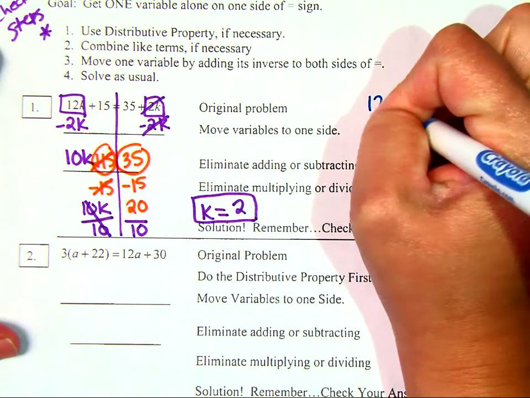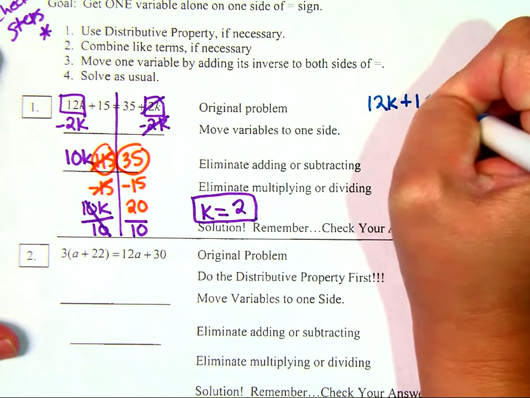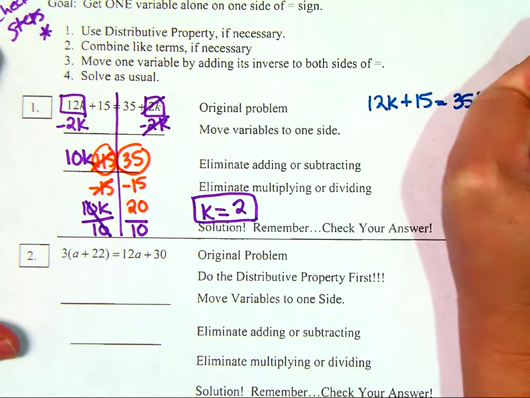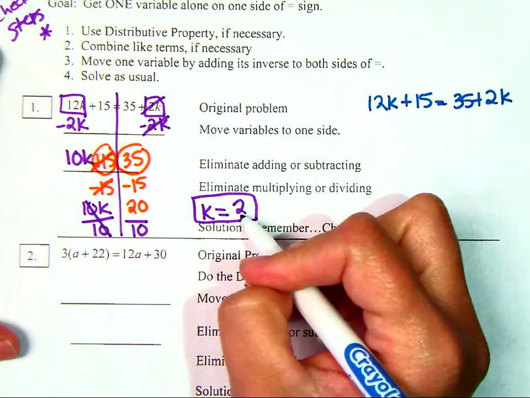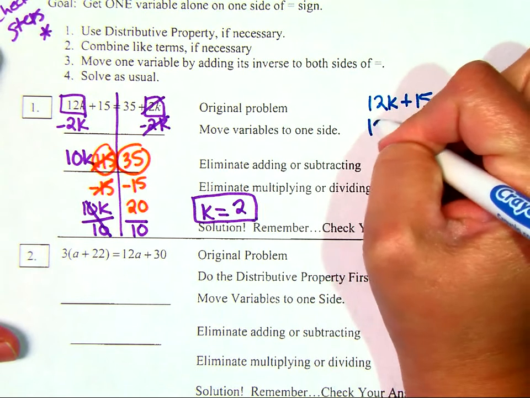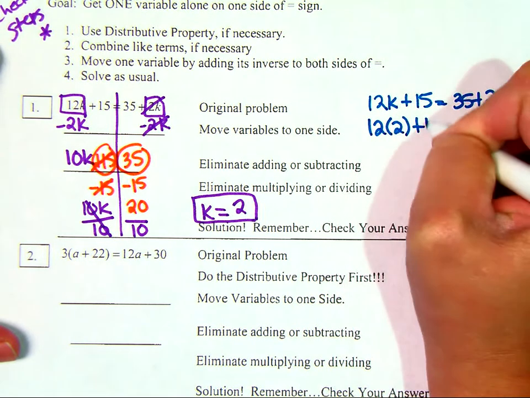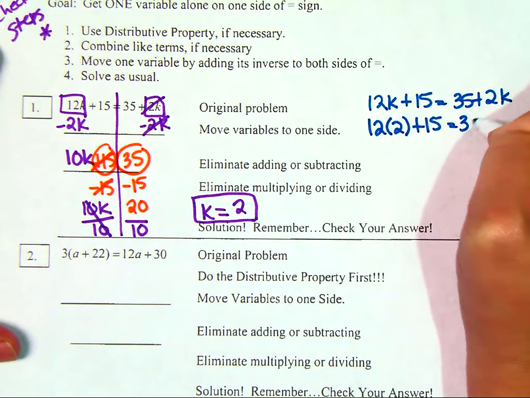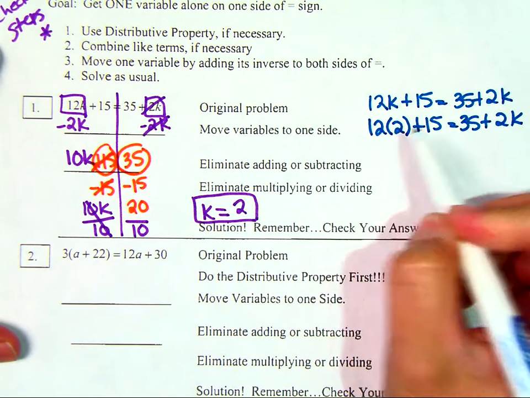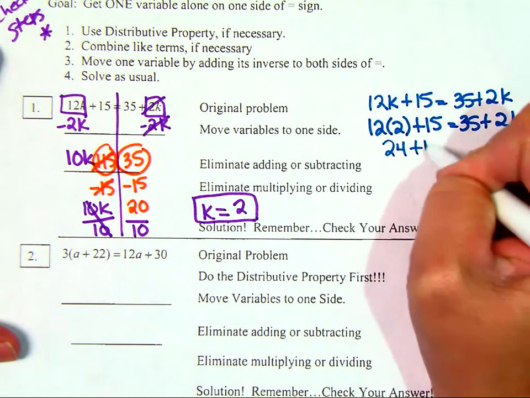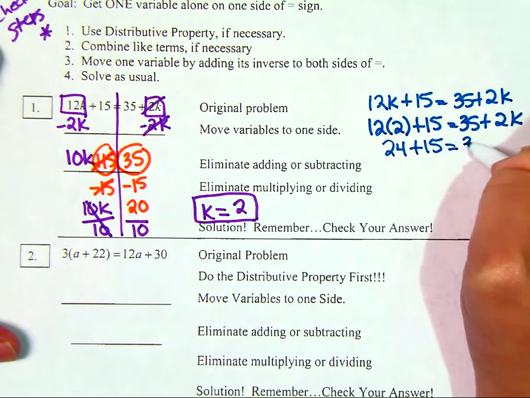So I have 12k plus 15 is equal to 35 plus 2k. Start with your original problem. We're saying the value of k is 2, so wherever we see k, that variable, we're plugging in that positive 2. Now we're going to do order of operations. So 12 times 2 is 24. Then I can bring down that plus 15.